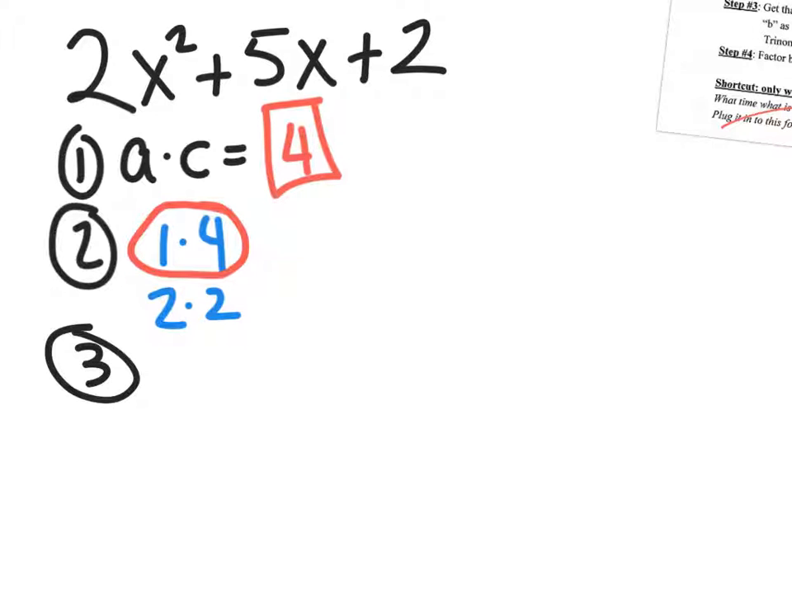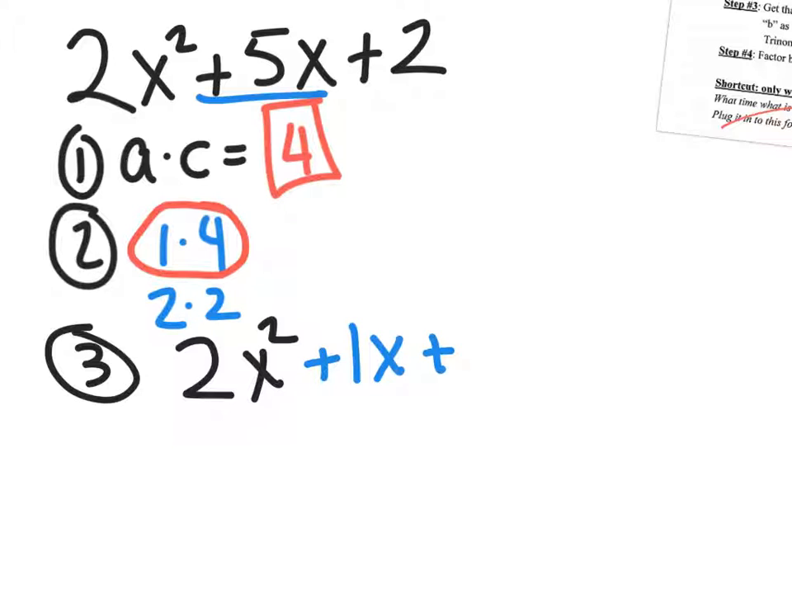Step 3 is rewriting the whole thing, but changing your b value to become those 2 new terms that you got from step 2. So we have 2x squared, and instead of the plus 5x, I'm going to write it as positive 1x plus 4x, because 1x plus 4x is really 5x anyway. And of course the last term is the plus 2 at the very end.